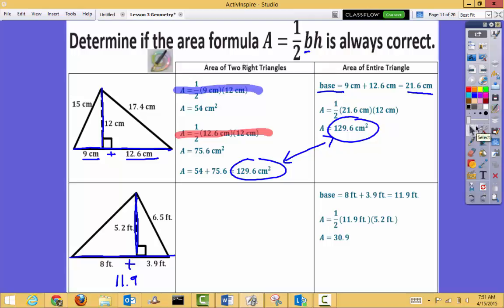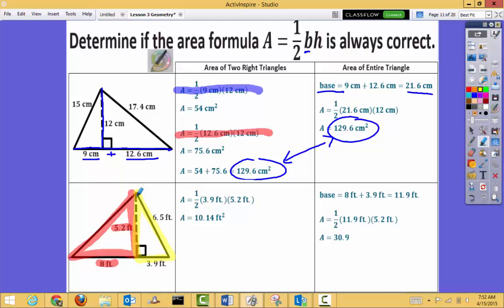Okay, now what if I want to find the area of just my 2 smaller triangles? Well, I need to find the area of this shape. So its base is 8, its height is 5.2. And when I multiply them out, I get 10.14. Now I need to find what? The area of this triangle.